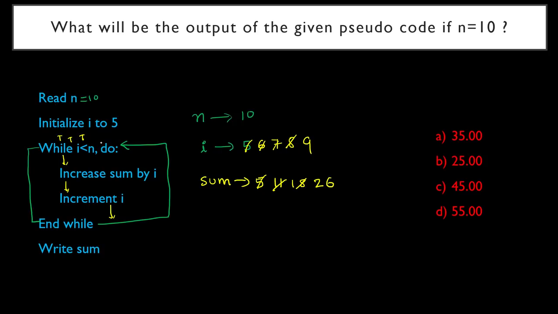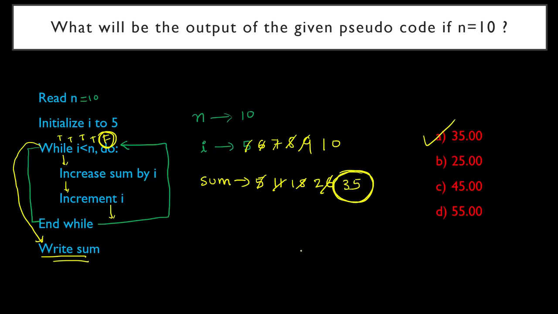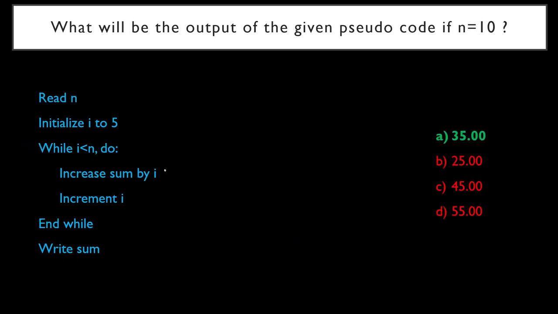9 is less than 10, true. So come down, increase sum by I. 26 plus 9 gives 35. Increment I, I becomes 10. You come here and check the condition: 10 is less than 10. Now the condition becomes false because 10 is equal to 10. So it comes out and says write sum. What is the value of sum? The value of sum is 35. That is given in option A. So option A, 35, is the answer for this pseudocode.